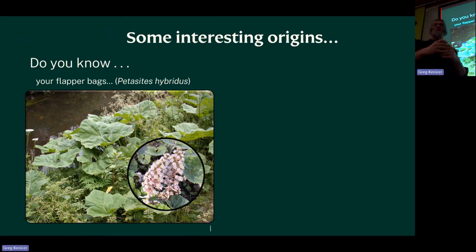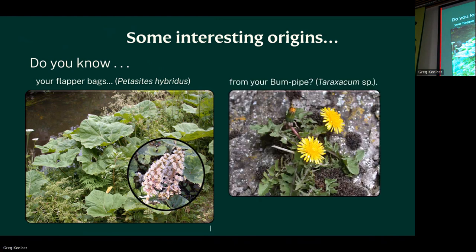But flapper bags is just beautifully evocative, because maybe a month and a half ago, if you went down to any river and you saw this growing, it would just look like old dead plastic bags, which I think is just beautifully descriptive of what it's like. So these flapper bags. And then we've got this, which I'm sure you all know what the plant is. But have you come across that name? So this is bumpipe. Let me introduce you to bumpipe.